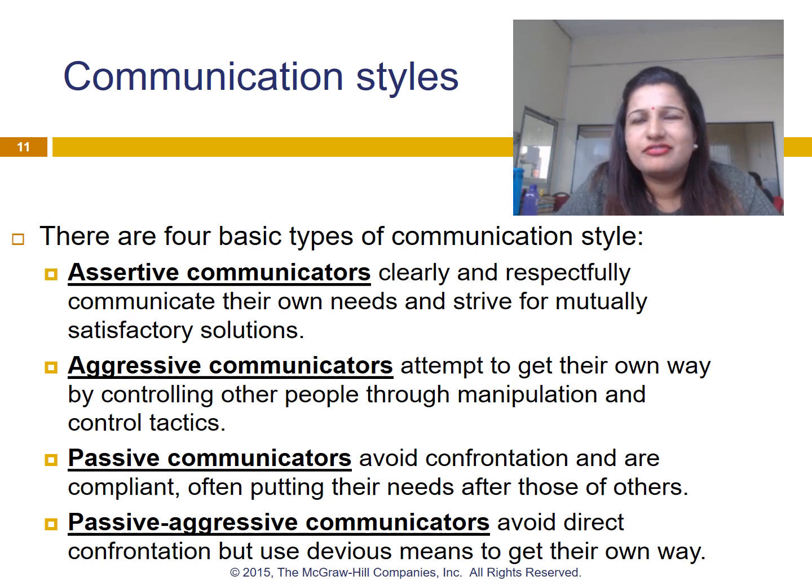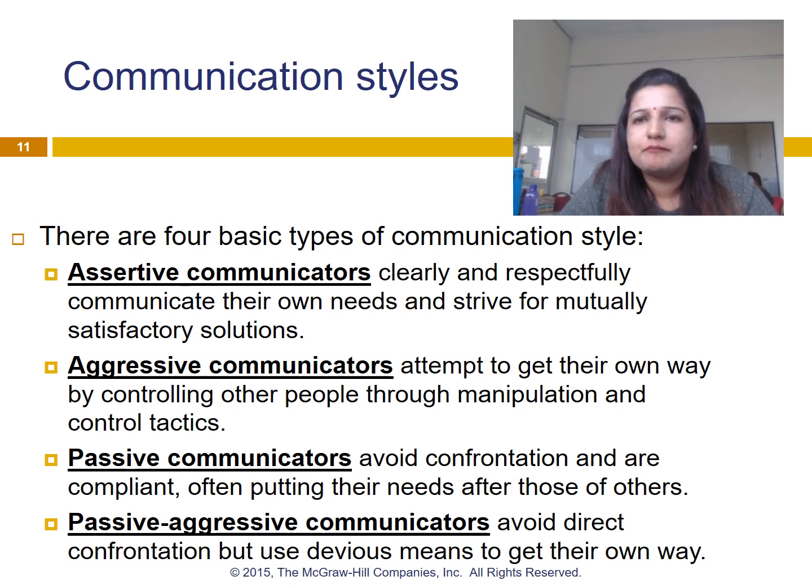Okay, this is quite different from the opposite, the aggressive communicator. So aggressive communicators always attempt to do it their own way. They always put their needs first compared to the other communicators. So what happens is they do use some means of aggression. They could control other people through manipulation, through control tactics. Okay?